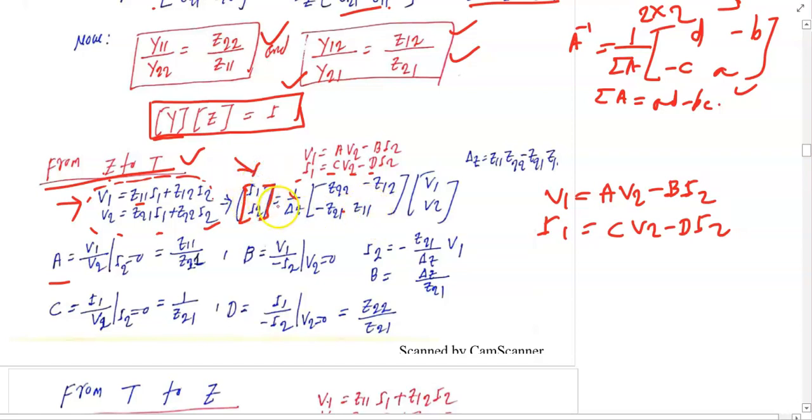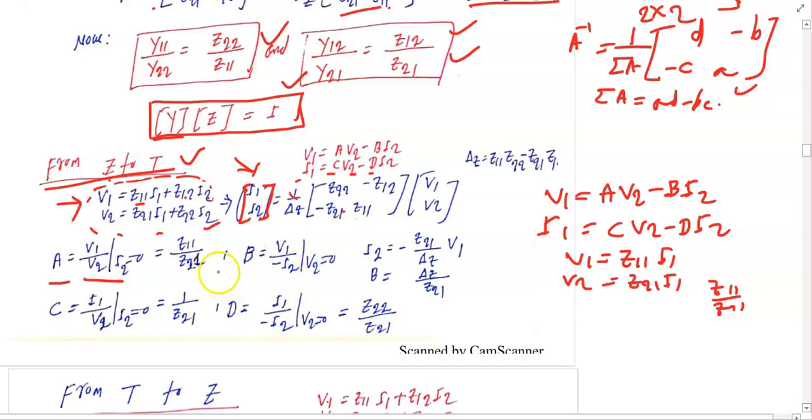So that I know which set of parameters I can use to get A easily. You can see that from equation 1, if I put I2 equal to 0, I can easily get V1 upon V2. When I put I2 equal to 0, you have V1 equal to Z11 I1 and V2 equal to Z21 I1. So obviously your A, which is V1 upon V2, equals Z11 upon Z21.